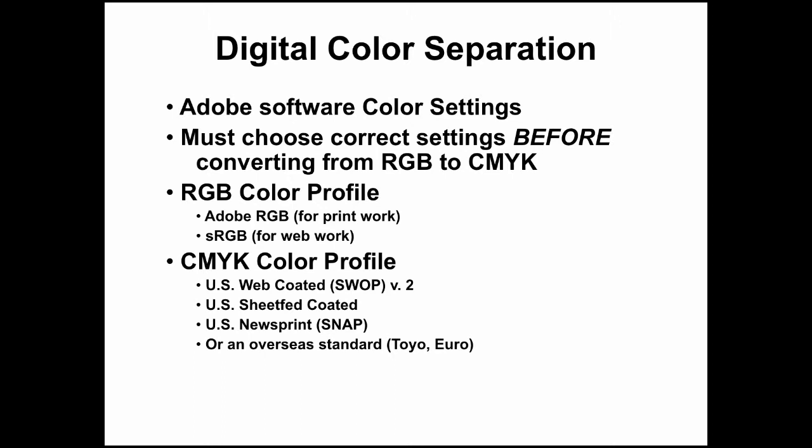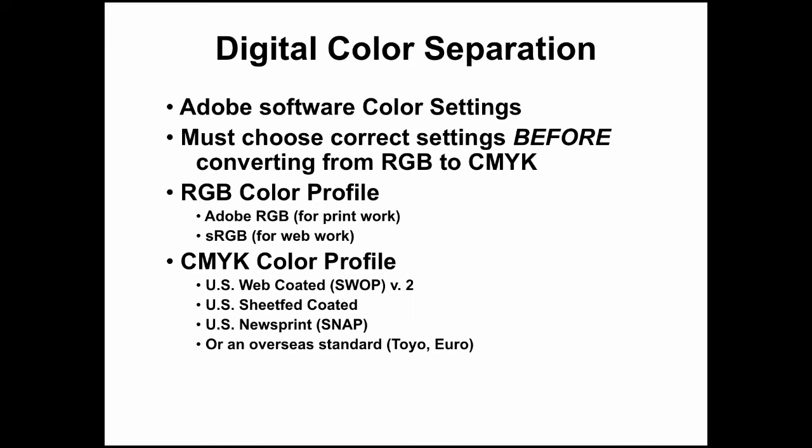It's very important that you choose these color settings before converting an image from RGB to CMYK. If you don't choose the correct settings, then the conversion from RGB to CMYK may not work very well, and you may end up with very ugly colors. So you have to understand these color settings and choose the correct ones before you convert images from RGB to CMYK. In the Adobe color settings, you have to choose two different settings. One is called the RGB color profile. The other is the CMYK color profile.